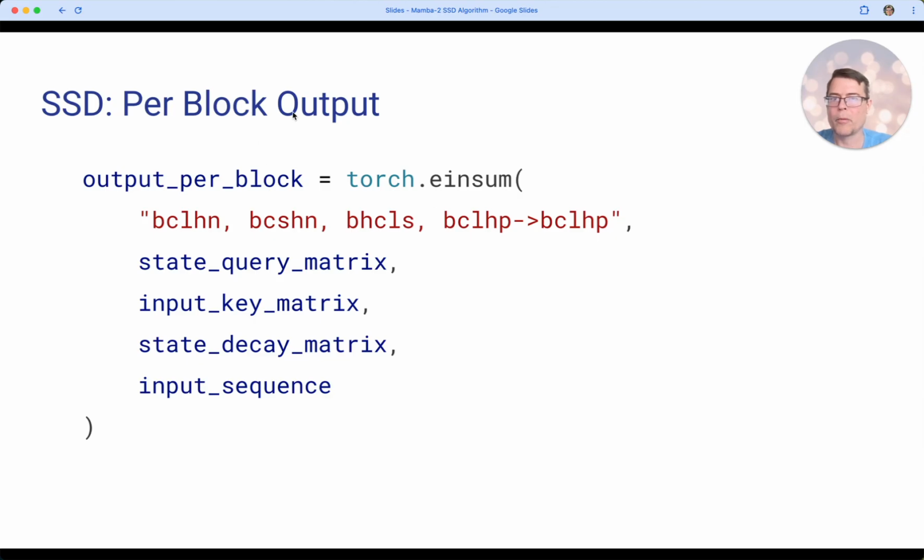When you're calculating per block output, this is pretty vanilla. You're basically multiplying all the things together. You start with your input, and you decay the input by the state decay matrix, and then you apply the input key matrix to figure out what parts of the input you care about. Then you multiply by the state query matrix that's pulling out the relevant bits of state, and so you get chunks of output within each block.